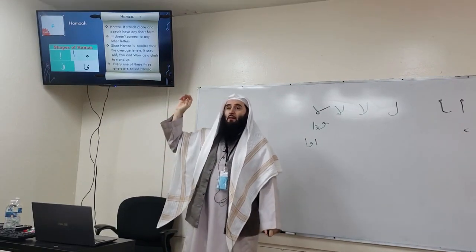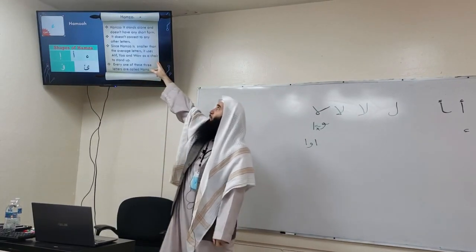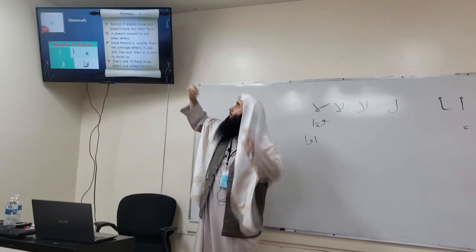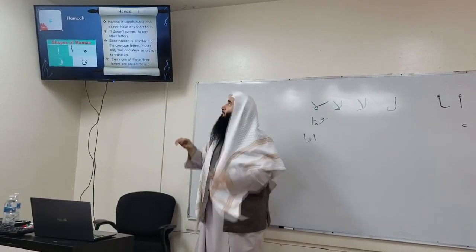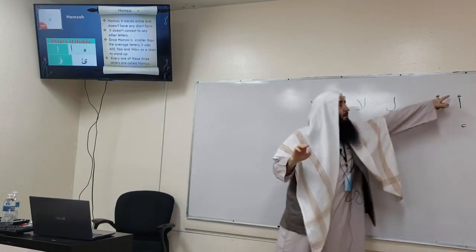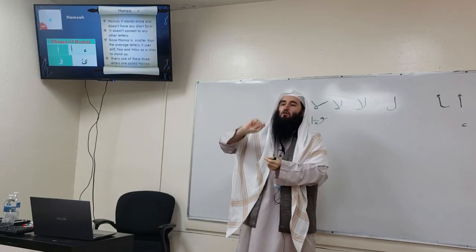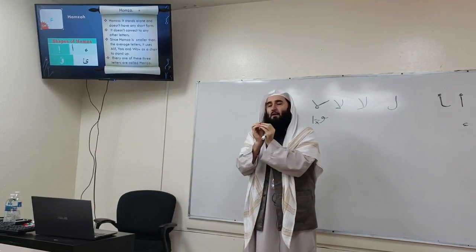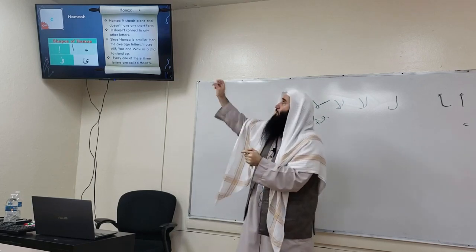Sister, can you read the English one? What is the first part saying? Hamza stands alone and doesn't have any short forms. So it stays alone. This hamza alone doesn't have any short form. It's only hamza by itself. This is one. The number two.